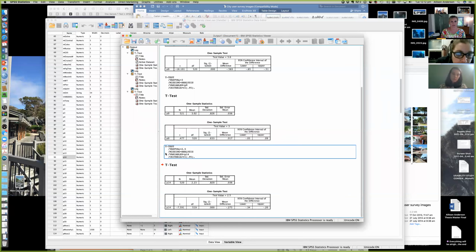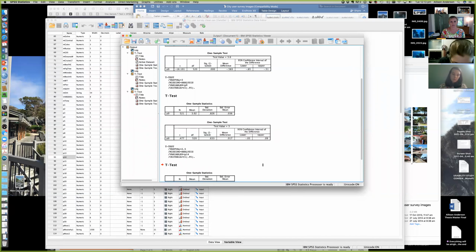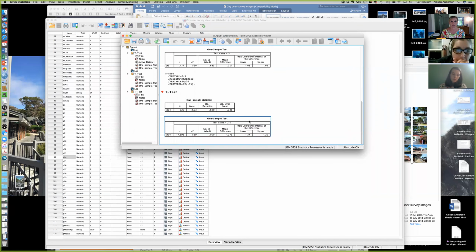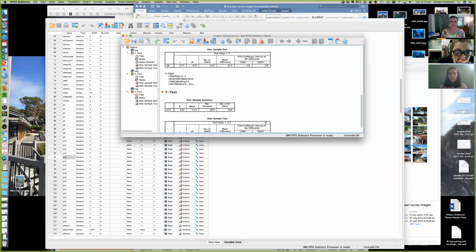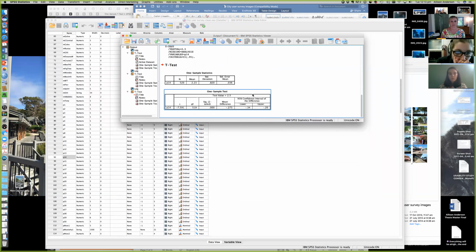Up comes, that's the previous one, picture 9. I'm interested in picture 14. You can see P14 in there. I'll narrow this so we're only looking at that so it doesn't get confusing. There we go. So these are the results of my t-test. The mean for that image is 2.23. You can see that there.